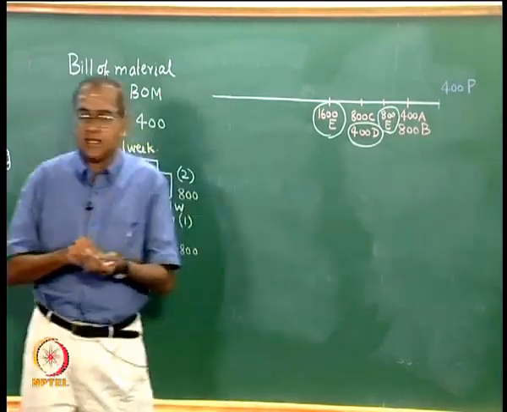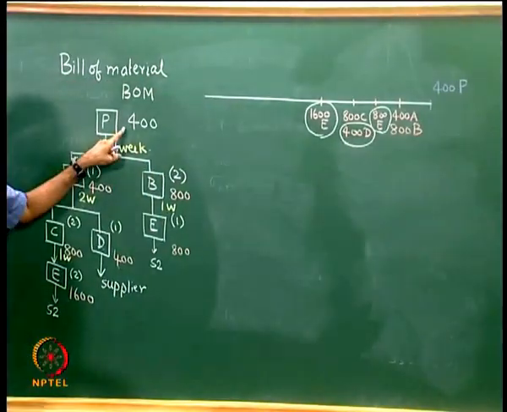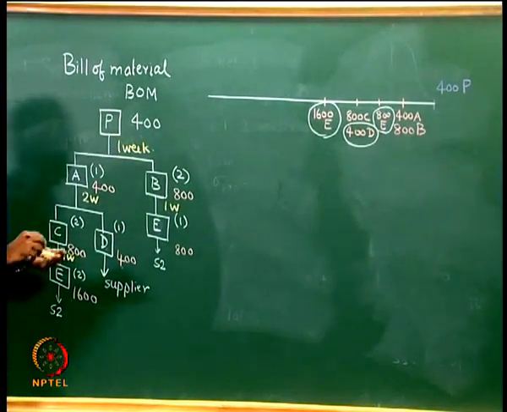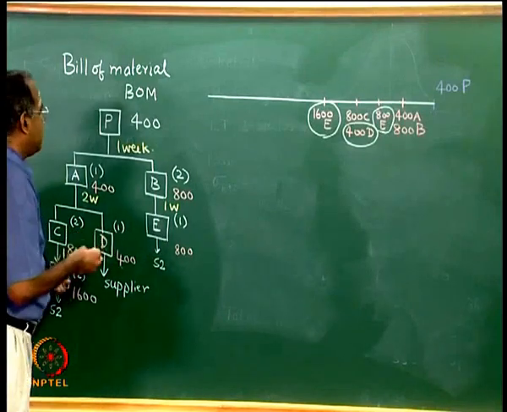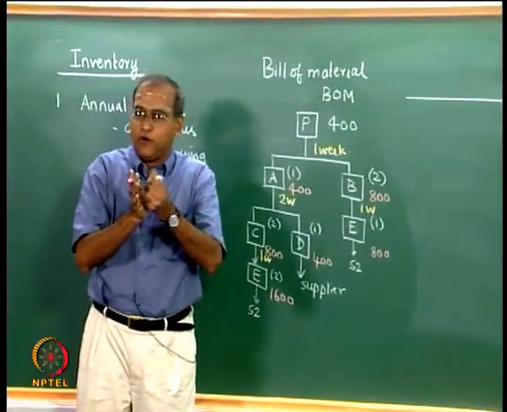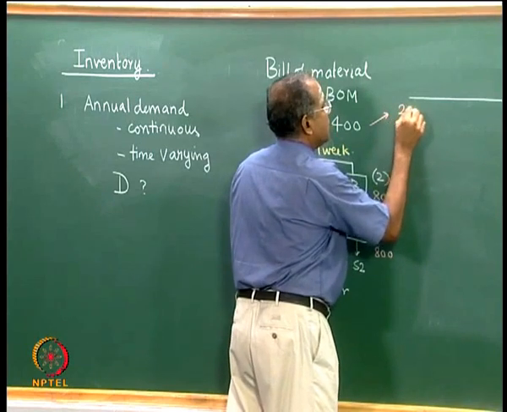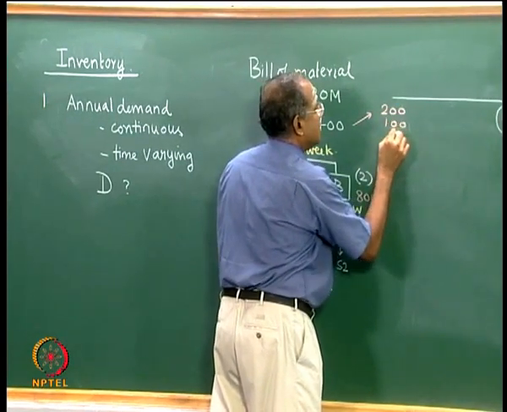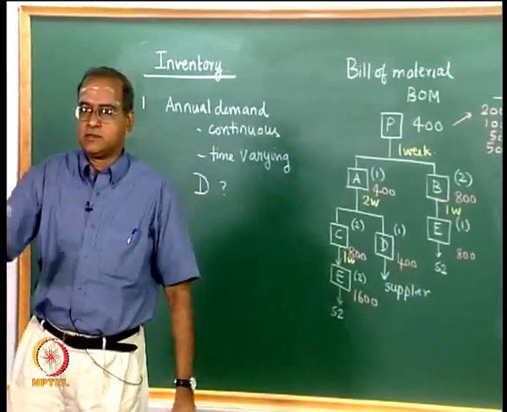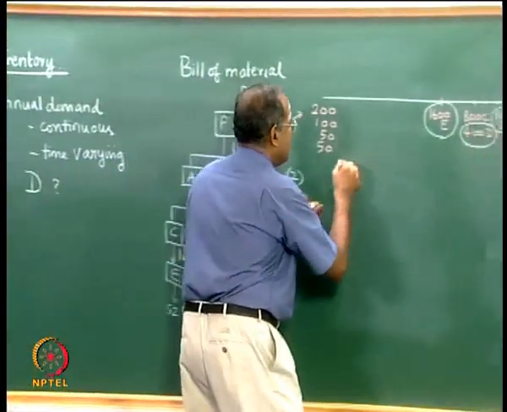Now, let us go back and change this 400 of P at the end of the month. Let us say this month is going to have 4 weeks, and we are going to have 200, 100, 50 and 50 as the demand for 4 weeks. So, let us now draw this diagram again.